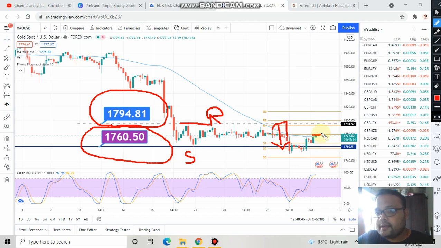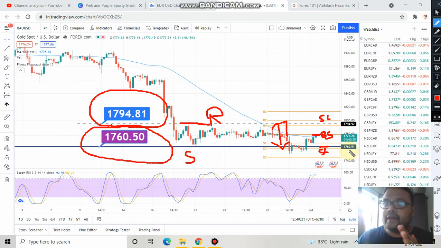So if you buy here, then your stop loss will be here. And you can easily see that your risk to reward ratio does not match, because your stop loss is bigger than the take profit target. And on the other hand, if you short the market here, then your stop loss will be here and this will be your take profit target. Still, the risk to reward ratio is not very beautiful. So this is not the ideal position to trade.